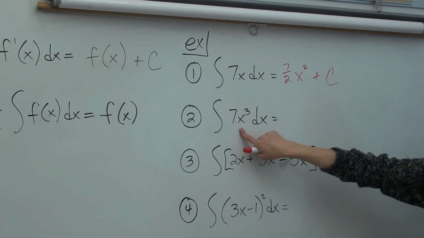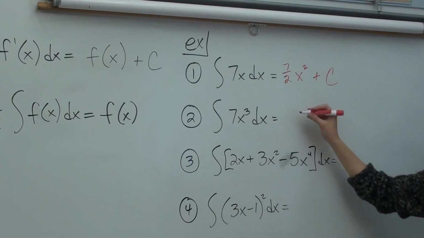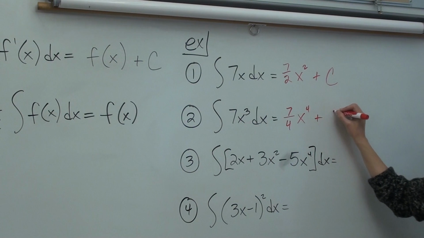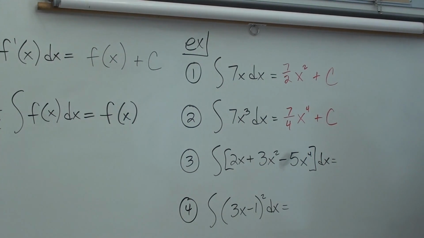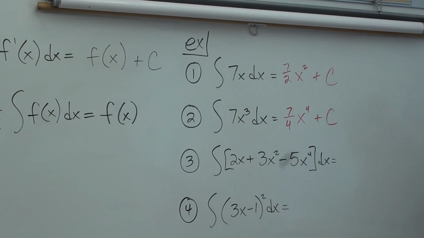All right, you guys, tell me the answer to the integral of 7x cubed. Beautiful. 7/4 x to the 4th plus c. I will give you guys 30 seconds right now to do this one. Probably more like 15 seconds. I'm not even done. I just finished writing it down.